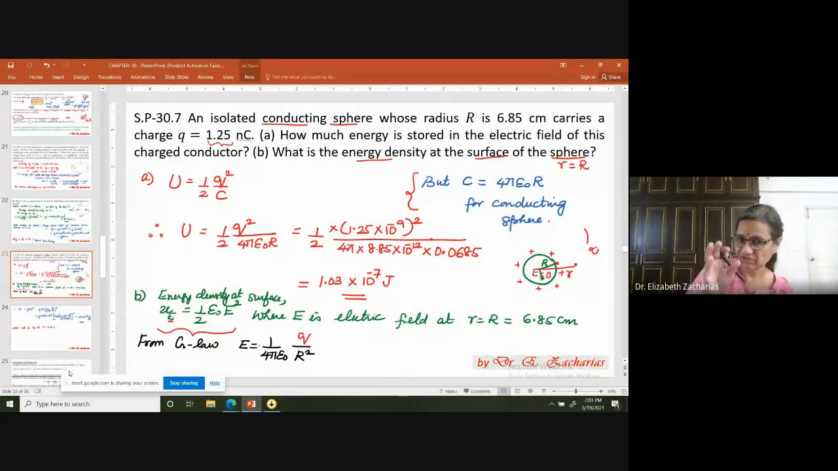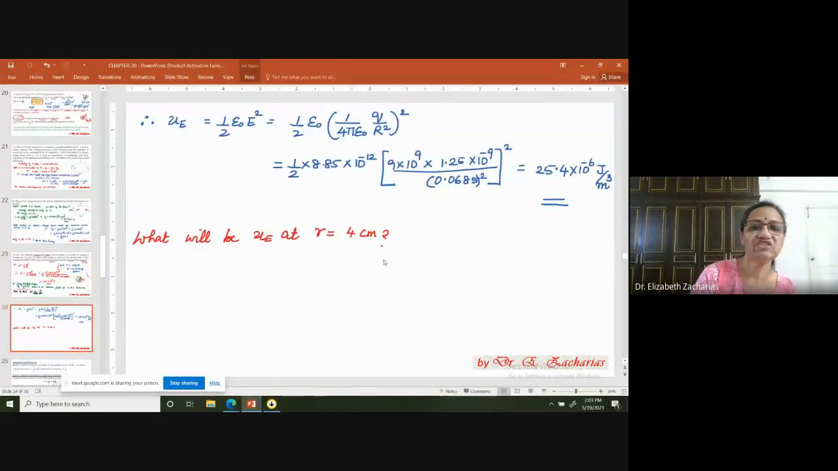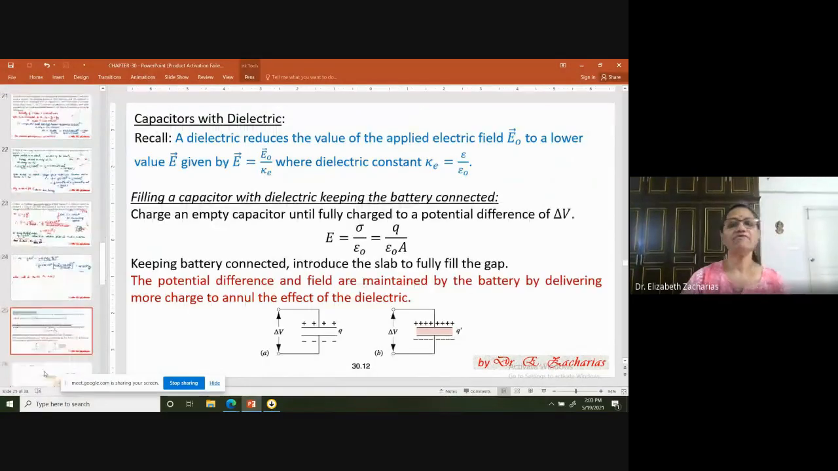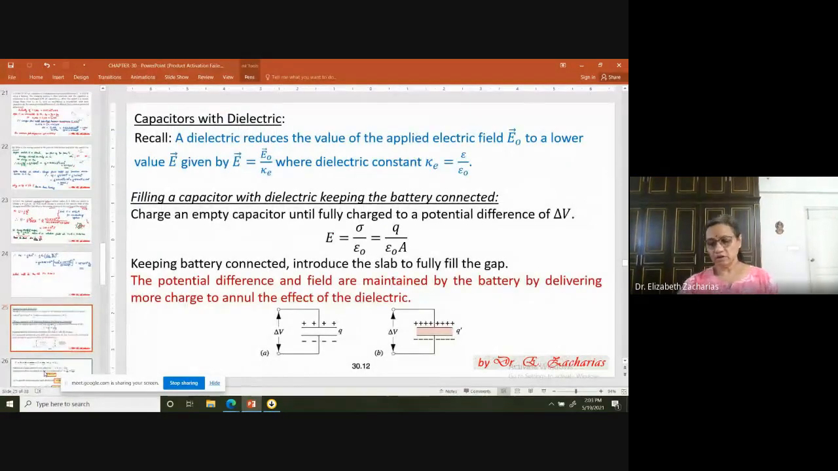So here is a problem which is telling you that in the case of a parallel plate capacitor, energy density was the same everywhere because electric field is uniform. But if you take a spherical capacitor, energy density depends on position. That's why I just asked you this question. Okay. Now from here, let us move to another topic.